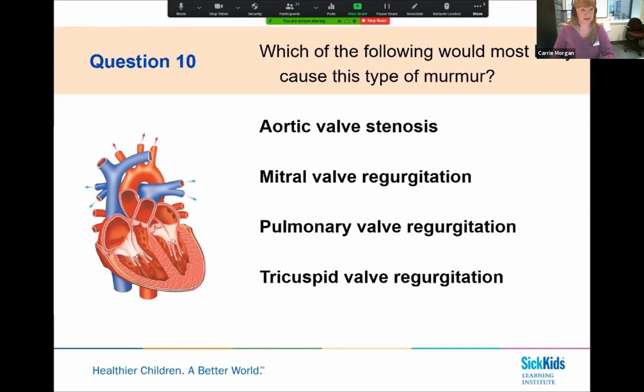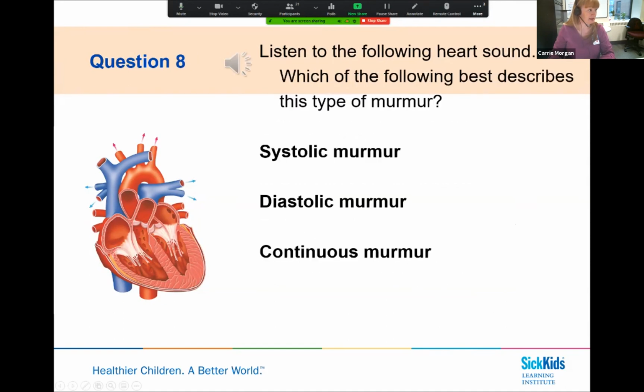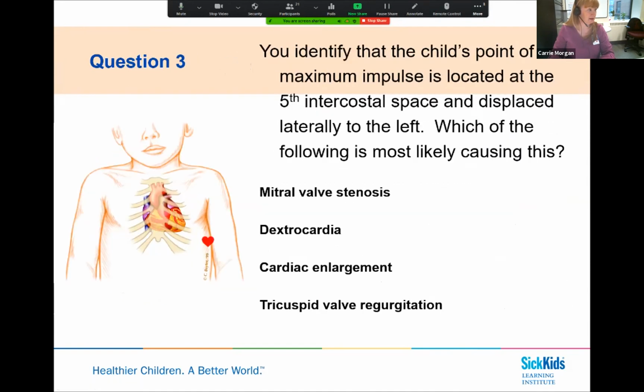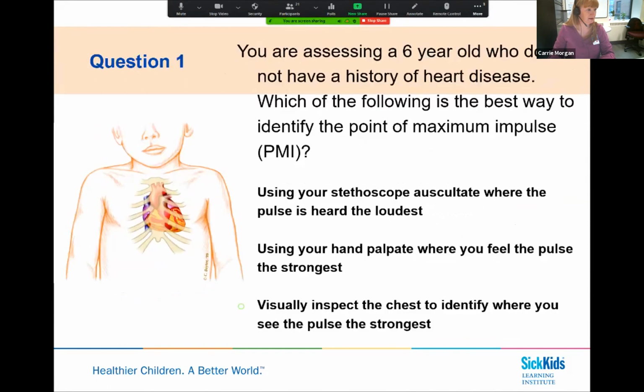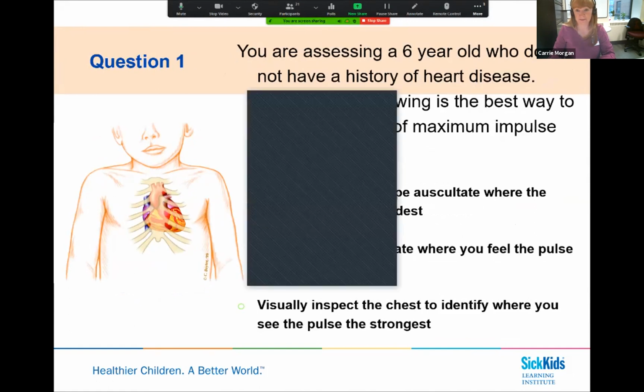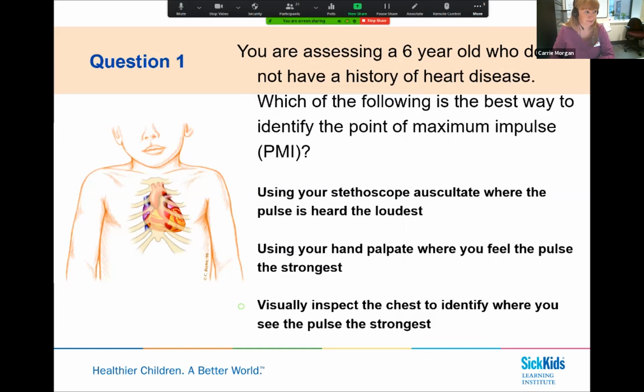All right, I think we're done. Okay, so let's have a look here and see. I'm going to go back to the first slide. Okay, so let's end the polling, and I'm going to share the results now. Hopefully everyone can see the results.